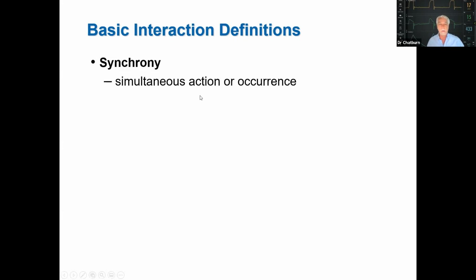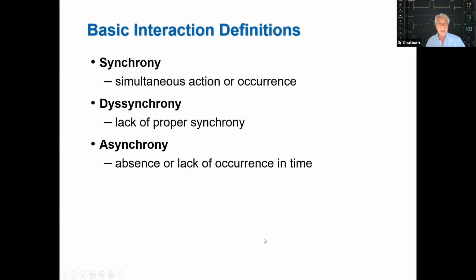And dyssynchrony means the opposite, a lack of proper synchrony. And asynchrony means an absence or a lack of occurrence in time. Occurrence of what? Well, synchrony means that you have two different signals. And if the two signals go up and down together, we call that synchrony. If they don't, we call that dyssynchrony. And if one of the signals is missing for some reason, we'll call that asynchrony.